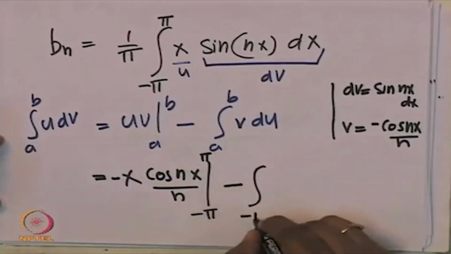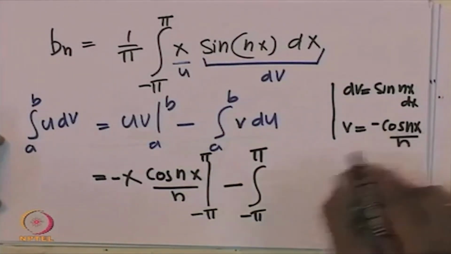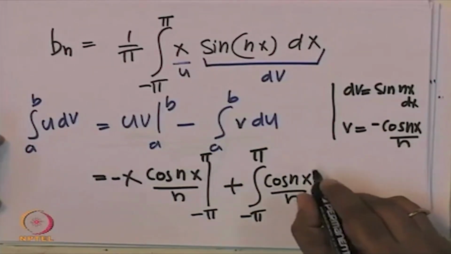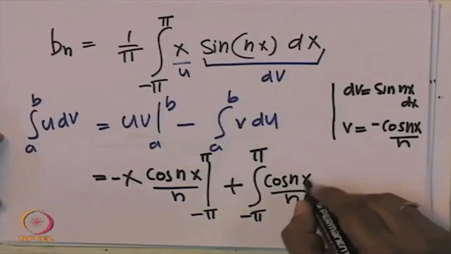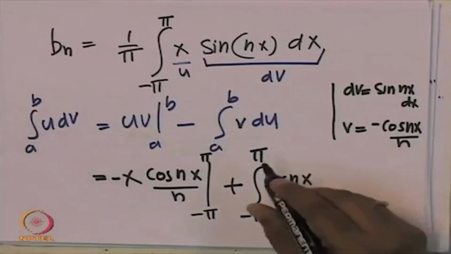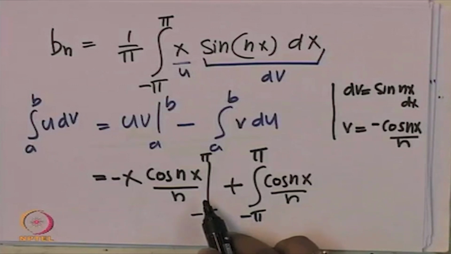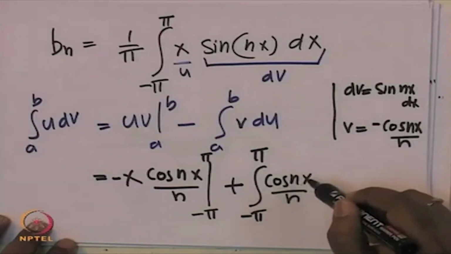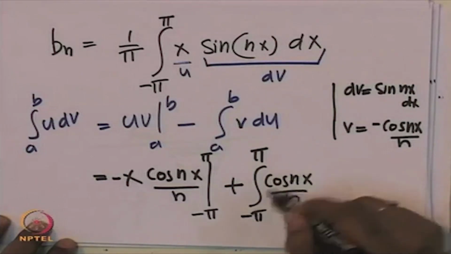Minus the integral from minus pi to plus pi of v du. v is again minus cos n x by n, so this will become plus cos n x by n, and du is dx, which is 1. So, we have this. Now, what is this? The integral of cos of anything from minus pi to plus pi has to be 0, so this will become 0.